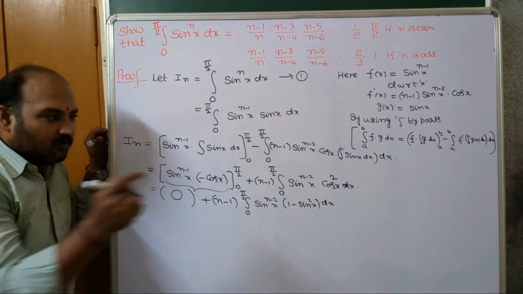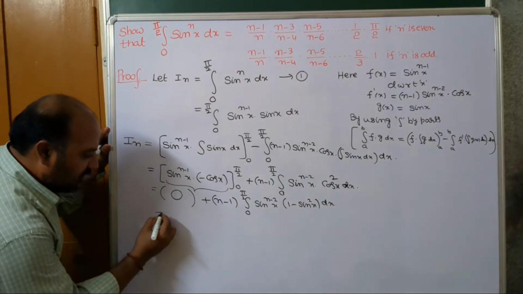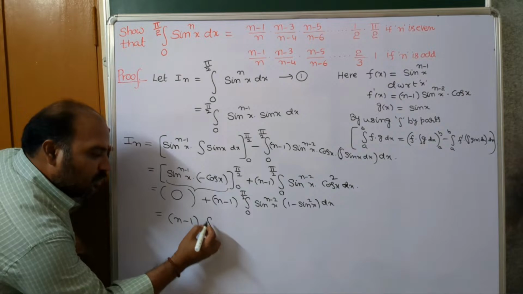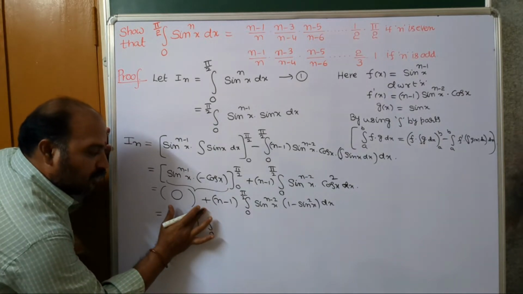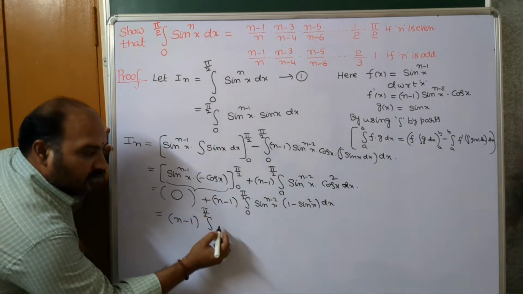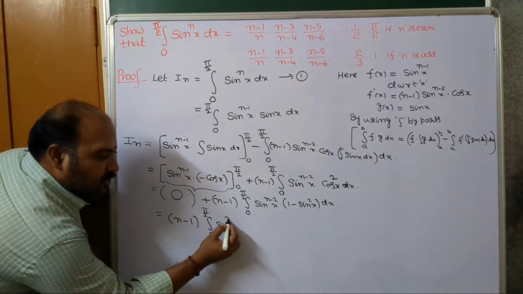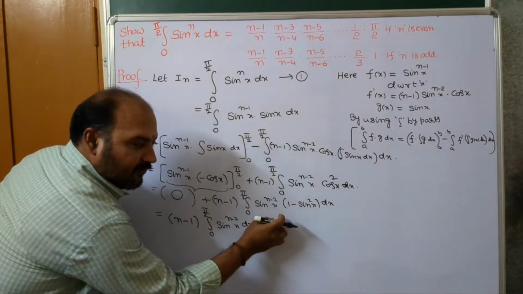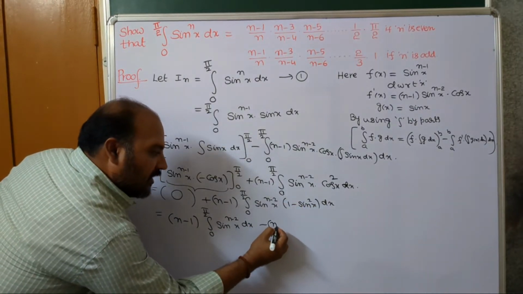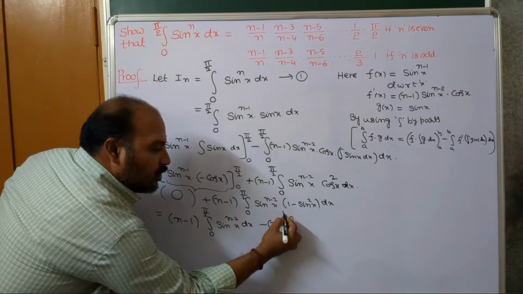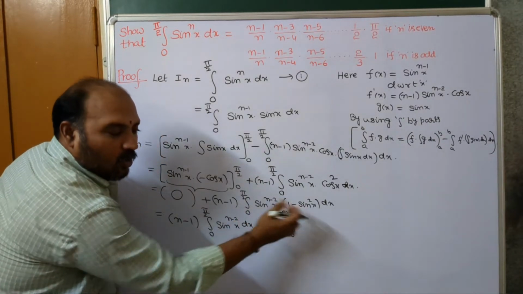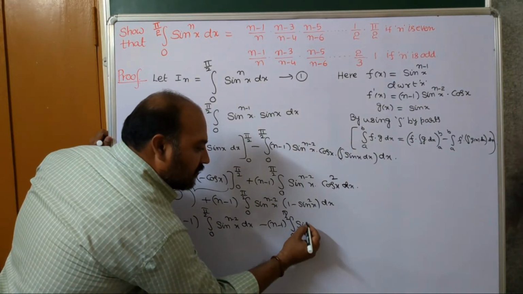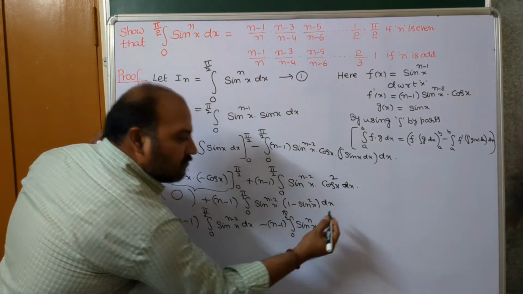Are you all with me? Are you able to understand now? So that is equal to (n minus 1) integral 0 to pi by 2 sin power (n minus 2)x into dx, 1 into dx, minus (n minus 1) into integral 0 to pi by 2, bases are equal, powers should be added, plus 2 minus 2 get cancelled, sin power nx into dx.